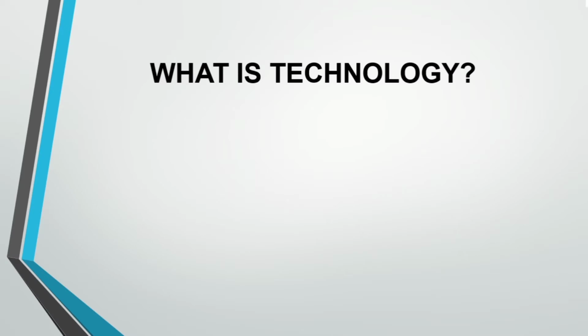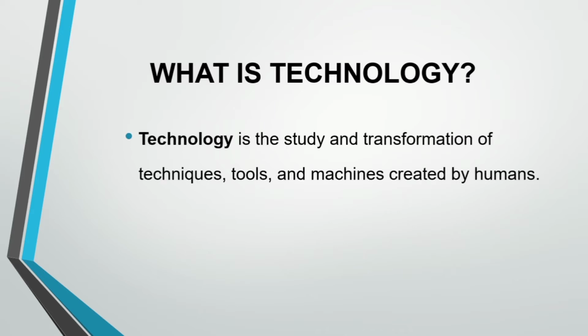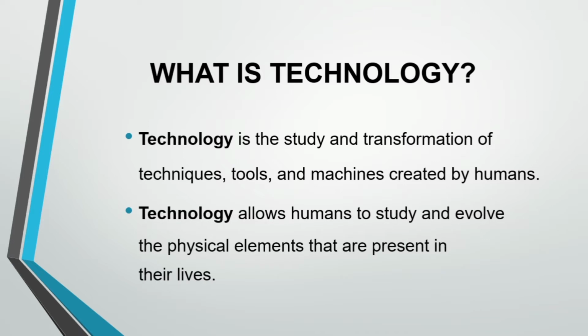What is technology? Technology is the main reason for progress in a certain thing or field. The evolution of technology creates a foundation for productivity. Technology is the study and transformation of techniques, tools, and machines created by humans. Technology allows humans to study and evolve the physical elements that are present in their lives.